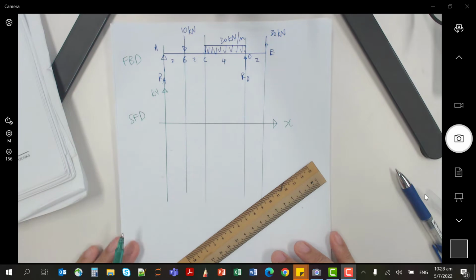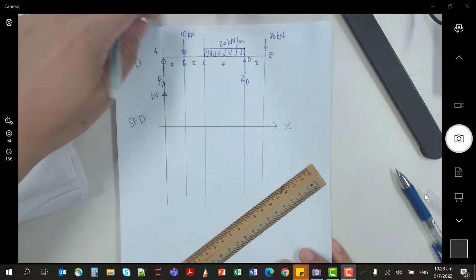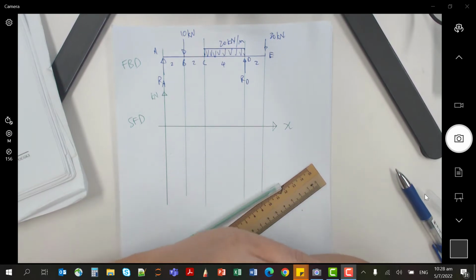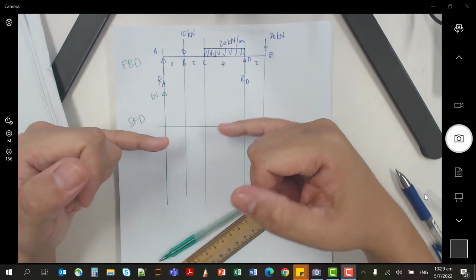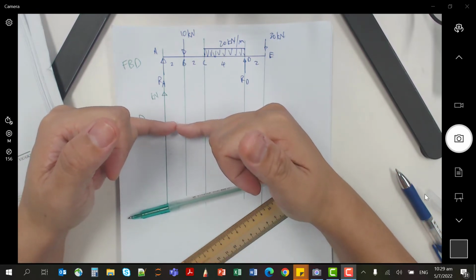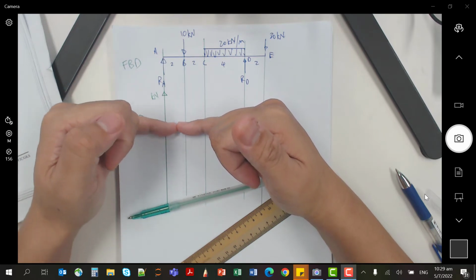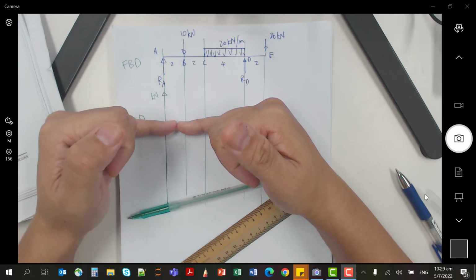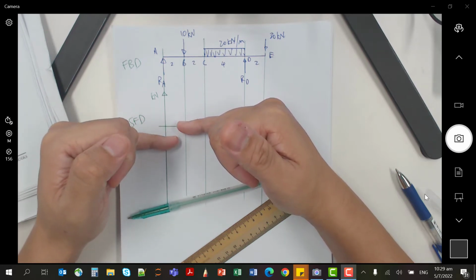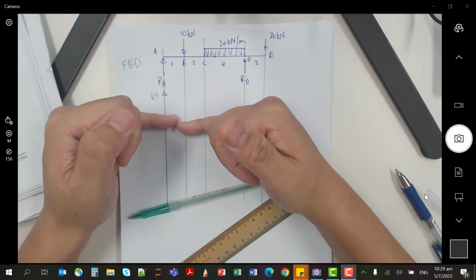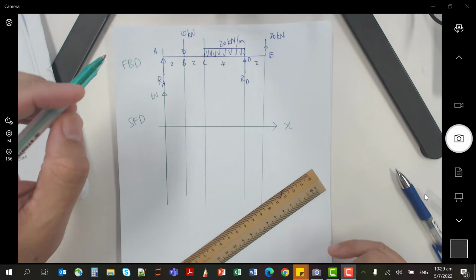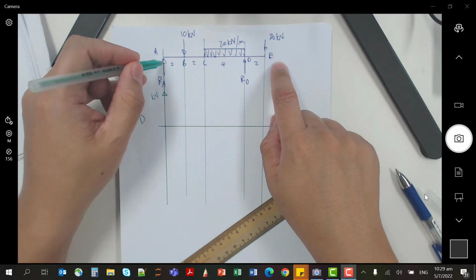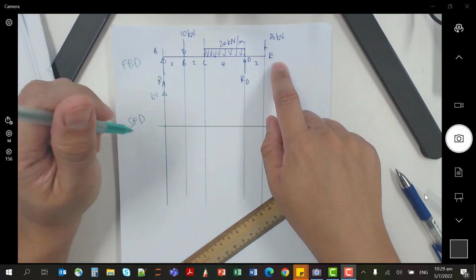What is the convention for shear force? It is actually given in the lecture notes. If there is a force that makes the left side of the beam tend to go up, then the shear force is positive. If it tends to make the left side of the beam go down, then it is negative shear force. For this case, we are going to start from left and proceed to the right side, and we will look at how each of these forces and the UDLs will affect the shear force.